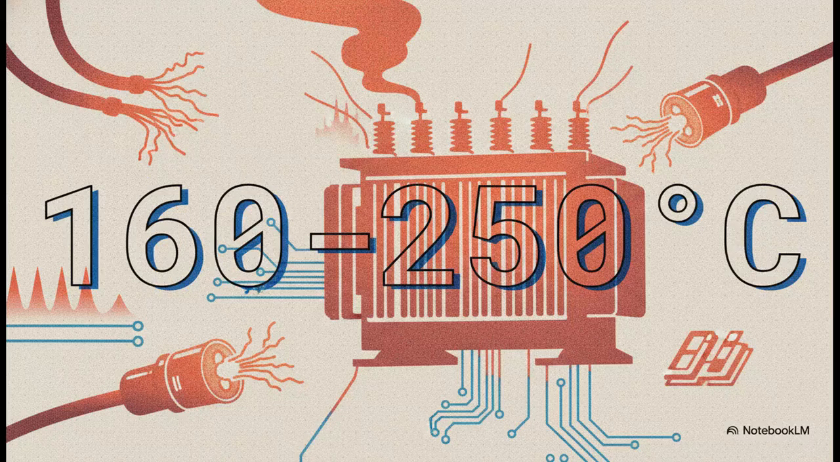But listen, here is the number that should literally keep you up at night: 160 to 250 degrees Celsius. If you ever see a transformer or a cable connector hit this critical short circuit limit, you are way past dealing with simple inefficiencies. You are looking at severe equipment degradation, melting insulation, and a guaranteed imminent fire risk.